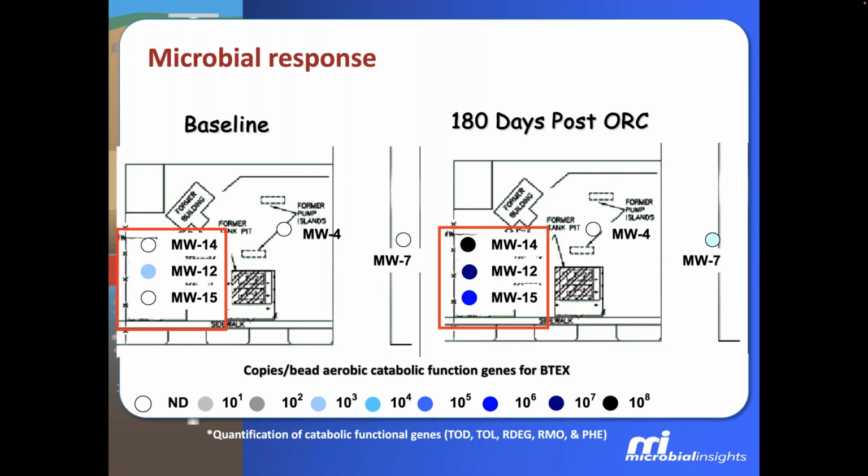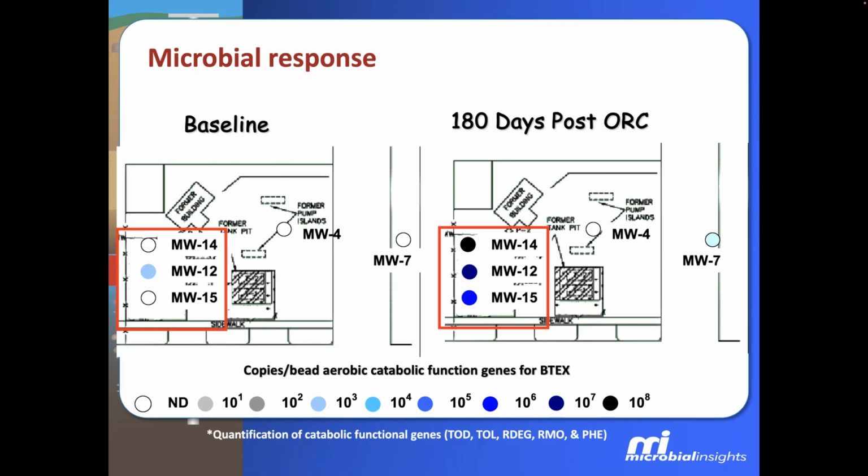In the diagram here, you can see in the red box the treatment area and 3 different monitoring wells. The different colors represent the concentrations of aerobic catabolic functional genes for degradation of BTEX, and you can see those concentrations were quite low prior to the injection of ORC, but 180 days after the injection of ORC, you can see in the treatment area, those concentrations have increased by many orders of magnitude.